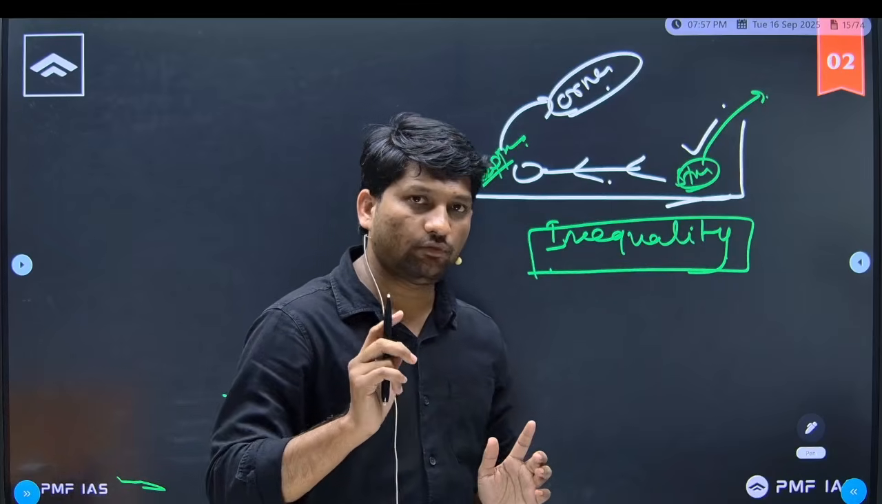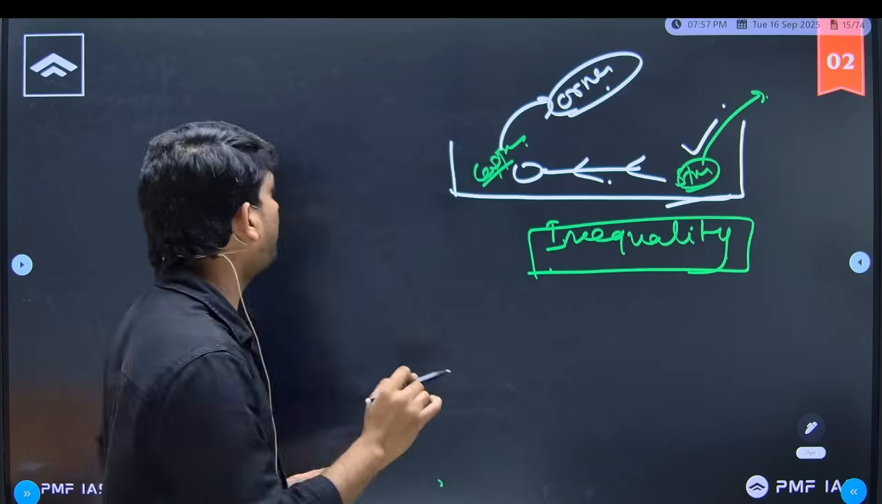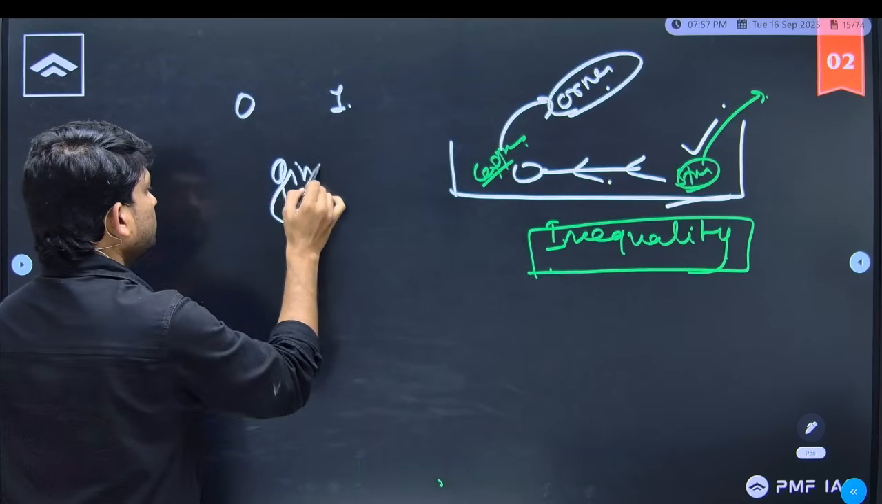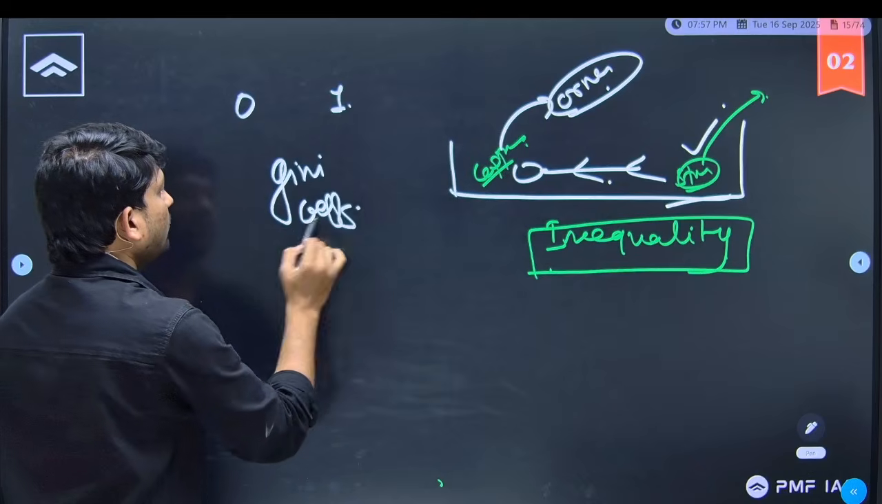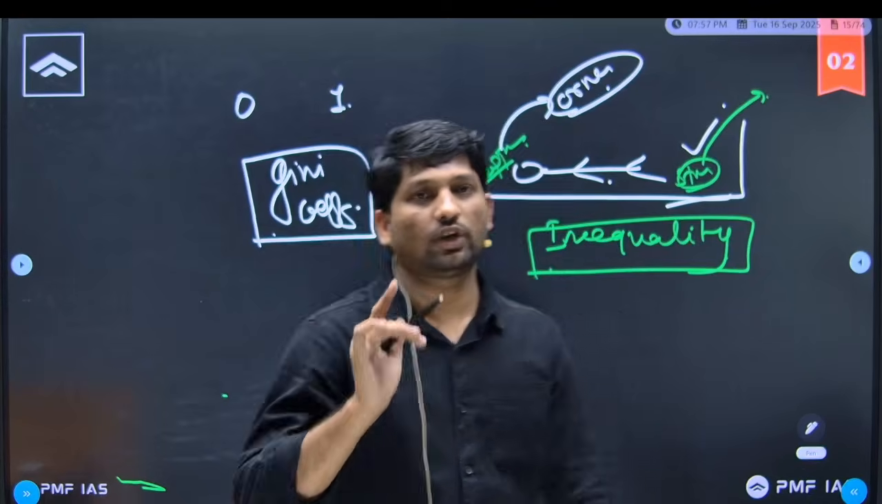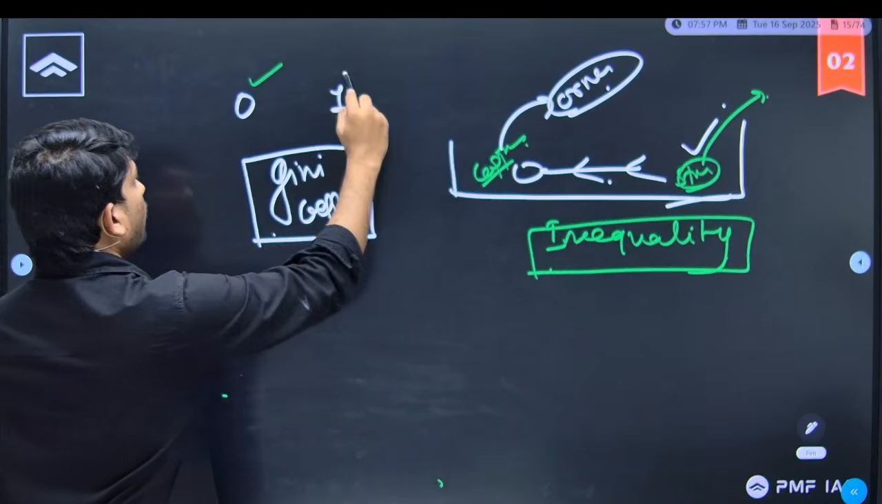Now I have a question for you. If you have only two options, that is 0 and 1, tell me the Gini coefficient during this period. Tell me the Gini coefficient for this period, whether it is 0 or 1.